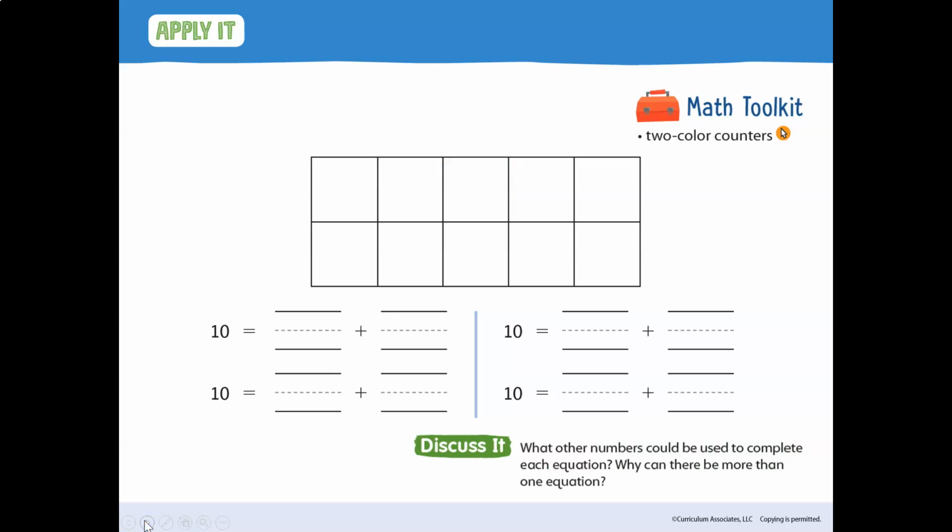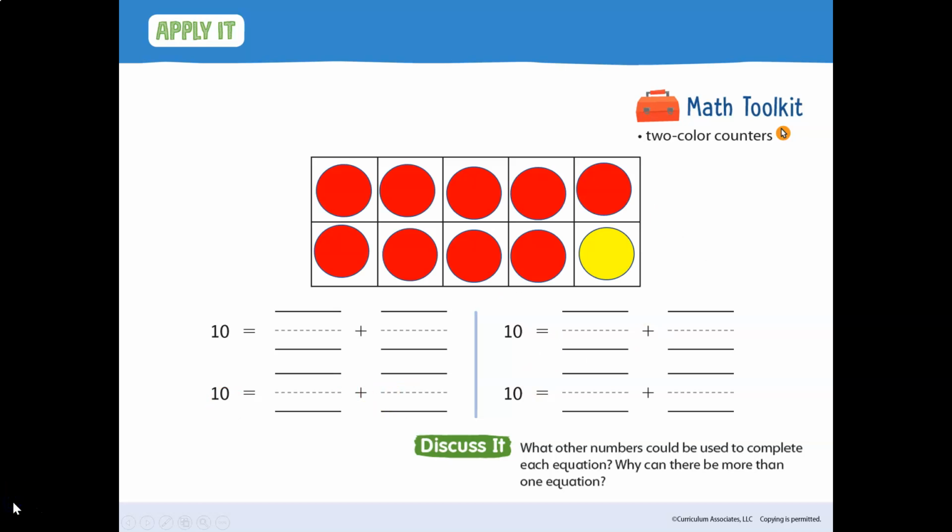All right, so right here, you're going to need some counters and you are going to come up with some story problems and you are going to find different ways to make 10. So there's 10 pieces of fruit in a bowl. Some are apples and the rest are bananas. So come up with 4 different ways to make that.